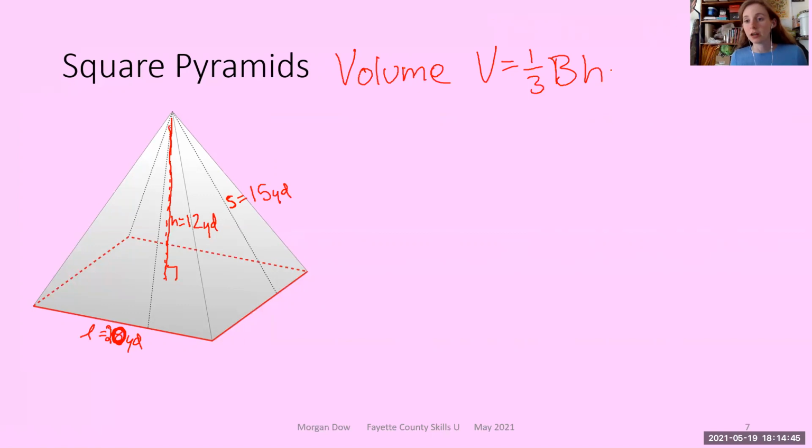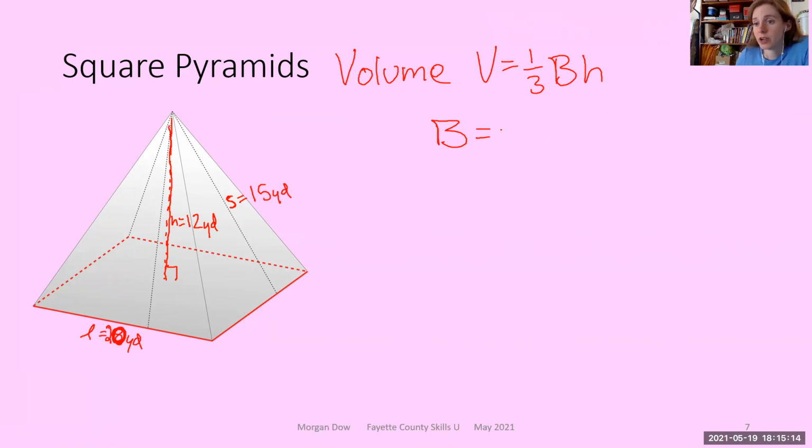And filling up part of a box, but it wouldn't fill up the whole thing. So a square pyramid, we can think of it as being like a third of a rectangular prism. So for this particular square pyramid, let's go ahead and calculate the area of the base first. So what kind of a shape is the base? The base is a square. How do you calculate the area of a square?